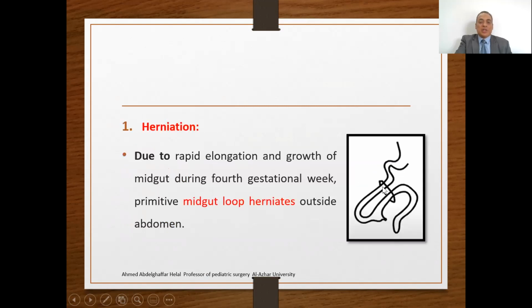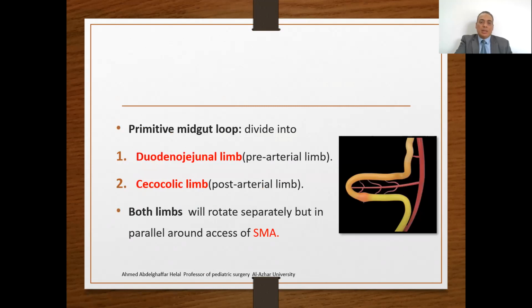The first stage is called herniation. Due to the rapid growth and outgrowth of the midgut during the 4th week of gestational life, the abdominal cavity cannot accommodate this enlarging midgut, so it herniates outside the abdominal cavity. There will be a primitive midgut loop.